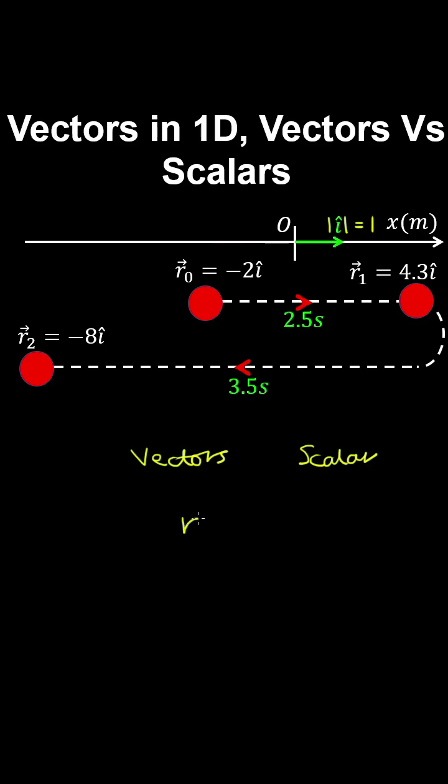So for example, the position vector is equal to x multiplied by i. The position vector is a special type of vector that's measured from the origin, and this negative sign tells us that the position of the particle is 2 meters to the left of the origin.